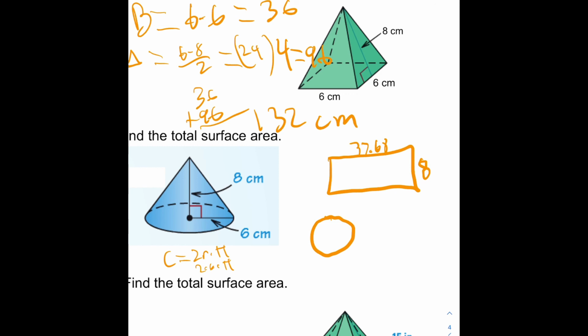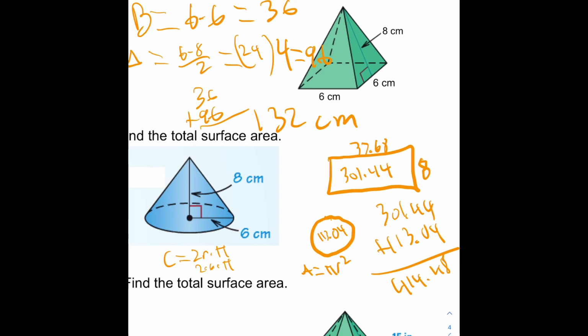37.68 times 8 is 301.44. And now we got to find the area of the circle, pi times radius squared. So 36 times 3.14 is 113.04. So let's add those two up. 301.44 plus 113.04, giving us a final answer of 414.48.